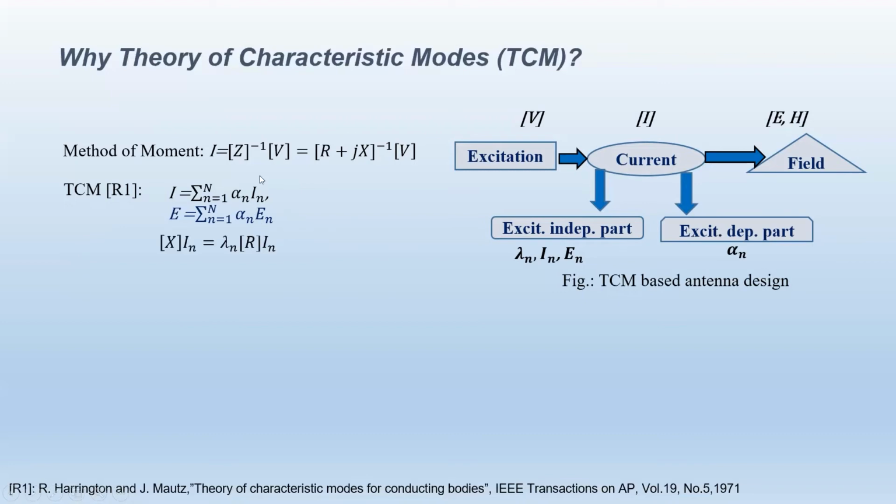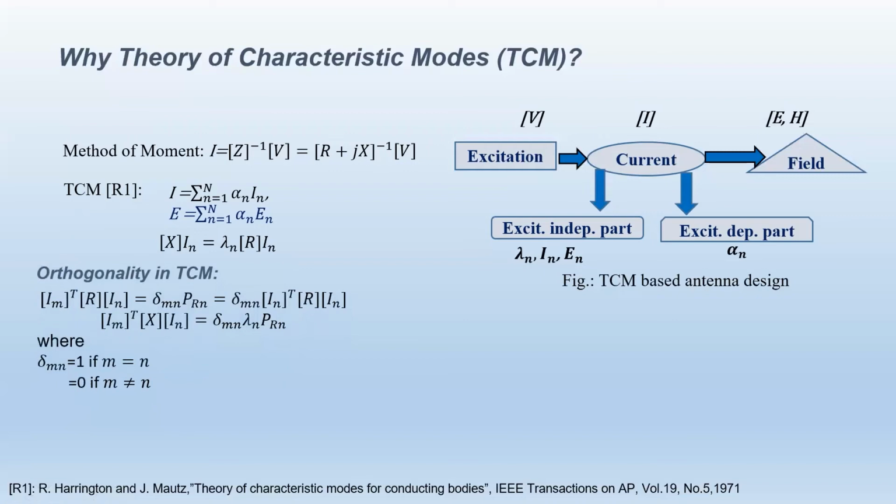Now, how do we compute these characteristic current modes? That is from the generalized eigendecomposition of this Z matrix. You can see here both X and R are real symmetric matrices, and R is positive definite. So this eigenproblem can provide a set of n eigenvalues and eigenvectors, which are real in nature for lossless structures. So how does the uniqueness of these eigenvectors depend?